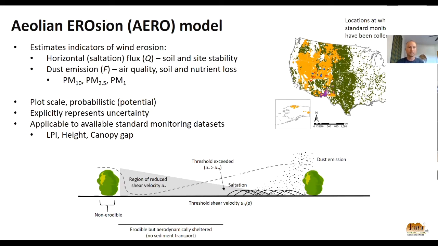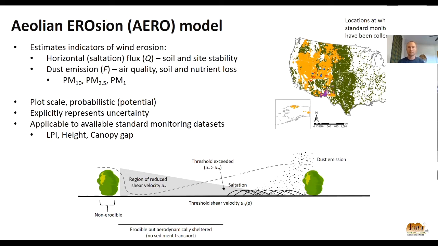And Aero predicts a size resolved dust emission, so different sizes of soil particles that have been lifted up in the air, including those less than 10 microns and less than 2.5 microns, which are monitored under the National Ambient Air Quality Standards. So we can start linking what's going on the ground to what's happening up in the air and affecting air quality. So we can implement Aero in a number of different ways, but our focus has been on sort of plot scale applications in a probabilistic mode.